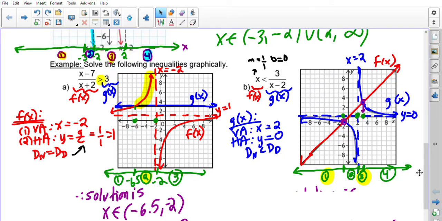interval number 4. So now we need to ask ourselves, get out your highlighters, where is, and remember read it properly here, where is the red graph below the blue graph? Where is the red below the blue? So let's look at our first interval. I can definitely see red is below blue here, so that's one.